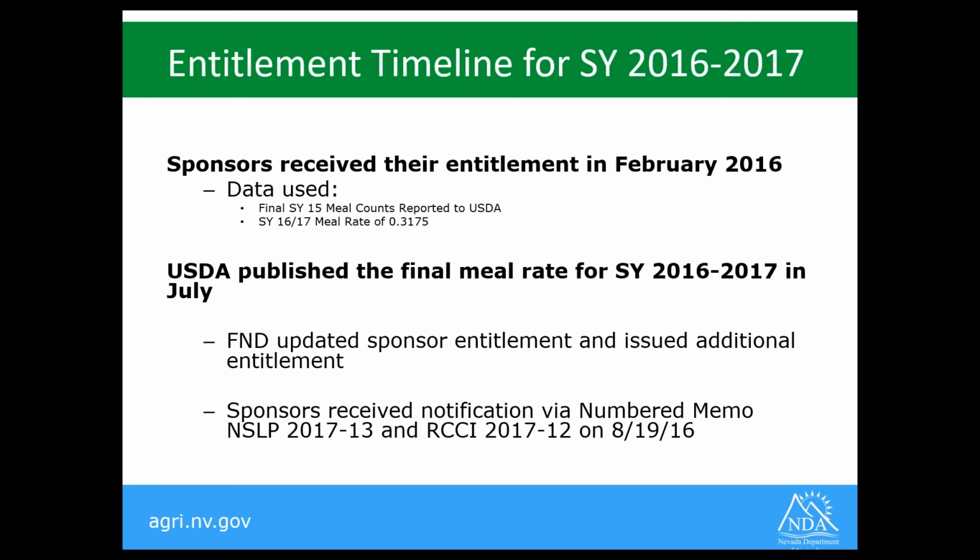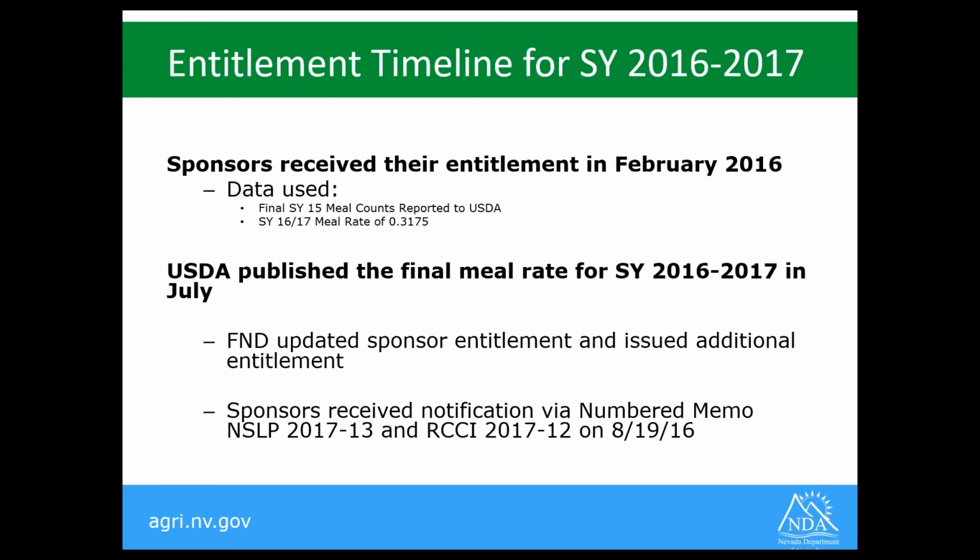The entitlement timeline for school year 16-17. Here's a little overview of the entitlement distribution for the 16-17 school year. We issued entitlement back in February for this year. This was the initial issuance so that sponsors could begin working on their surveys. We took your school year 15 meal counts and multiplied them by the preliminary meal rate for school year 16-17, which was 0.3175 cents. In July, USDA published the final meal rate for school year 16-17, and NDA recalculated entitlement for all of our sponsors.